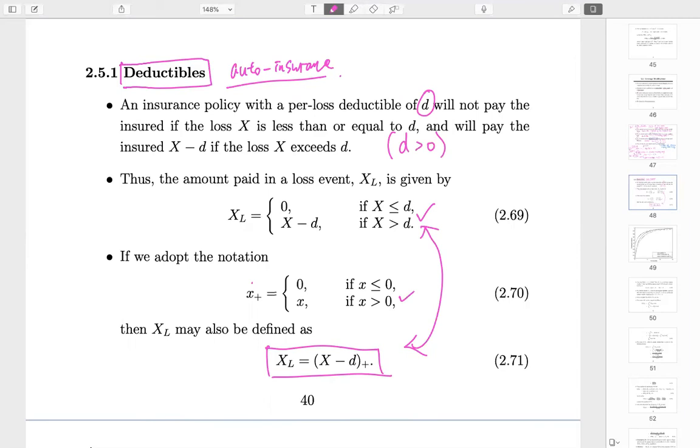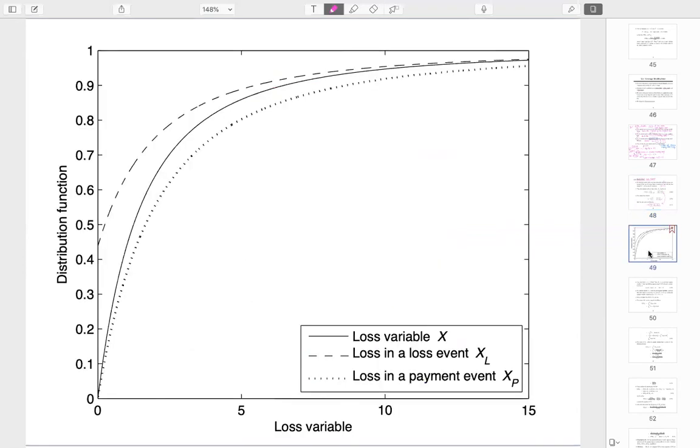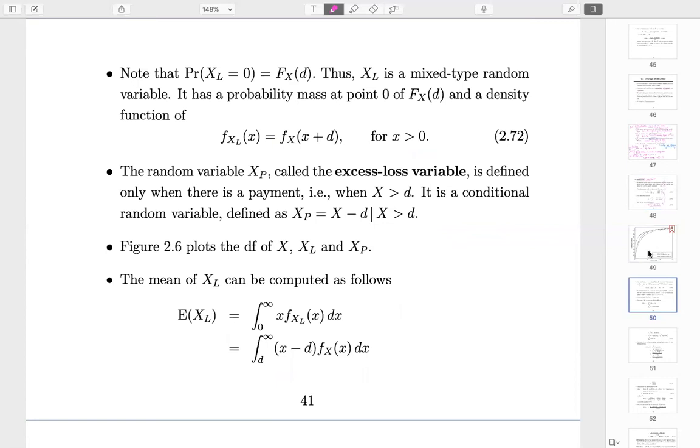You can either write it in piecewise form here, or you can write it as one expression using the positive part function. The idea of deductible is too easy. I don't need too many words to describe what it means. Next, there's a graph, but I will use the next slide to give you more ideas of the meaning. So we already know the definition of XL. XL is X minus D, take the positive part. So we want to know the PDF of this new random variable. By the way, this is a new random variable.